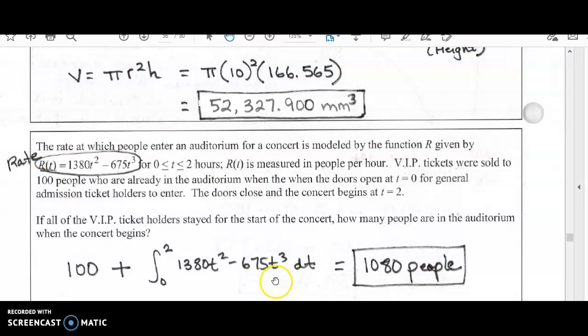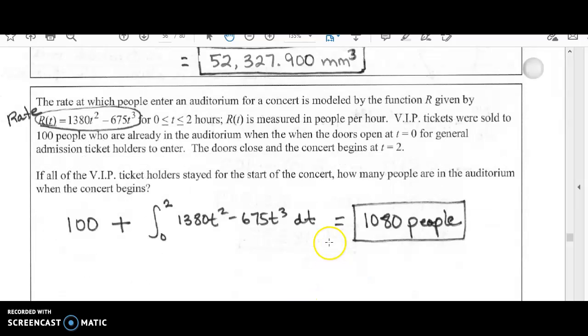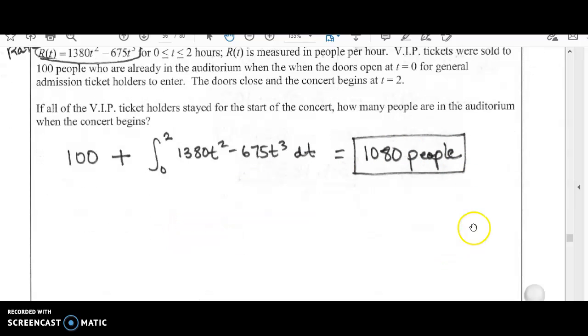And you could do this without a calculator. You'd trust me on that. It might be difficult math because you'd have to do 1380 divided by 3 and 675 divided by 4. So maybe not without a calculator, but you could at least set it up. And sometimes they do that on a math problem. They might say set up but do not solve. But I would trust on this one. You could use a calculator to get to that answer.